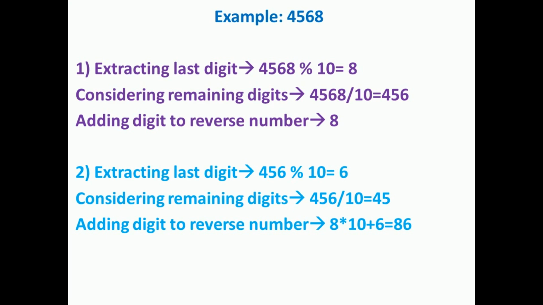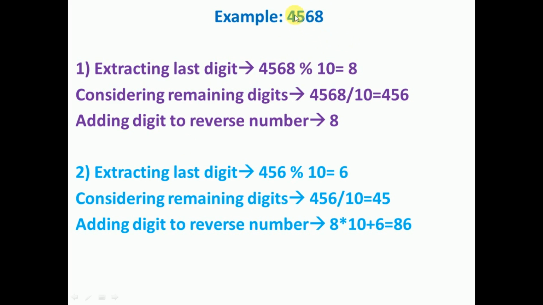So here we have considered an example, a positive integer, that is 4568. In order to reverse this number, how do you reverse it? If you are given this number, 4568, and told to reverse it, what are the steps you follow? To reverse means you have to take each digit from this number in the reverse direction and write it in the forward direction.